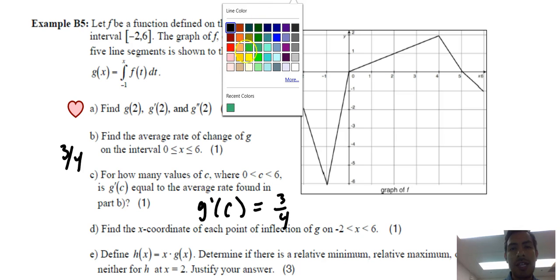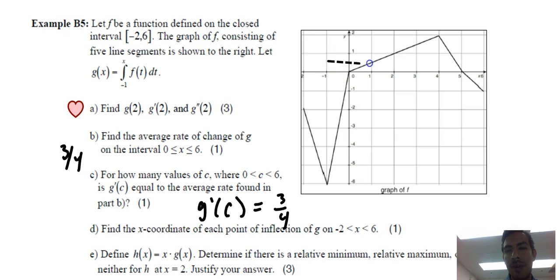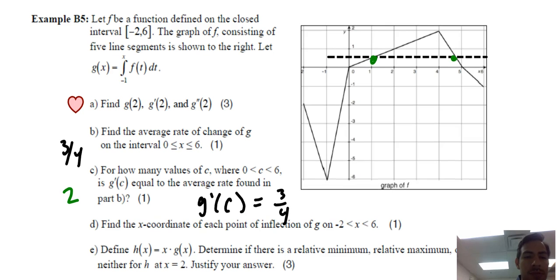Now, the only thing that some students might find confusing about it, so here's 2 points that are intersected by that horizontal line. The only reason that some people might object to that is this point at x equals 4 is non-differentiable. But it doesn't say for how many values of C does the mean value theorem guarantee. It just says for how many values of C on that interval is G prime equal to the average rate of change, and that is 2 times. So this answer is going to be 2.